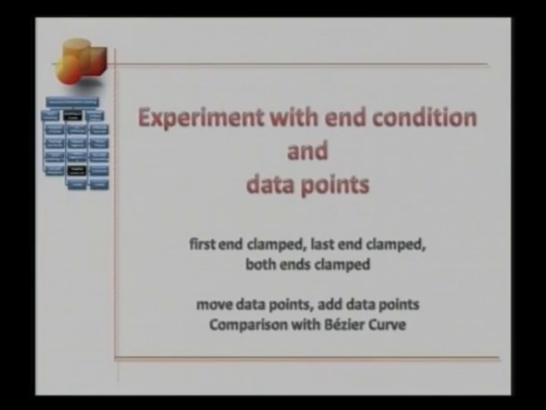We are just about done writing a code to generate B-Spline curves. Let's experiment further with that code. Specifically, let's experiment with the end conditions and data points. We can think of clamping the first end of the B-Spline curve, clamping the last end of the curve, or maybe clamping both the ends. We can also think of moving data points or adding data points. Since we already have written the code to generate a corresponding Bezier curve, we will be comparing our B-Spline curve side by side with the corresponding Bezier segment.